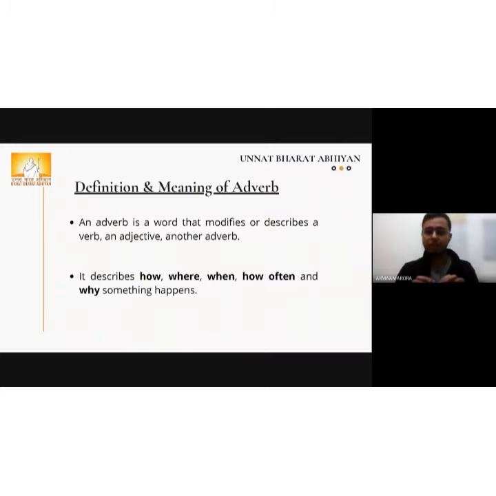Now, the definition of an adverb also has a second part, which is very important while understanding the meaning of adverb clause, which is that it describes how, where, when, how often and why something happens. मतलब वो ये भी बताता है कि कोई चीज कब, कहाँ, कैसे, कितनी बार और क्यों हुई. Now we will understand the meaning of adverb with the help of a few examples.